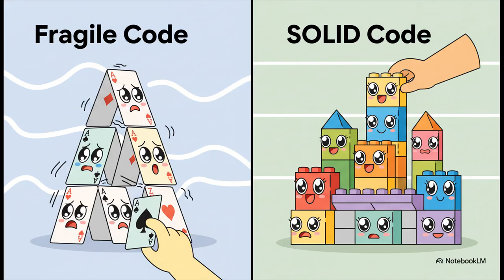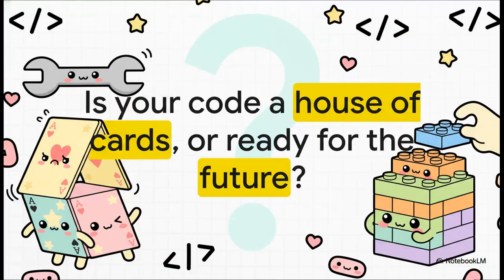That's the kind of resilient software we want to be building. So that's really the question to leave you with. Take a look at your own projects. Is your code a fragile house of cards, or is it a robust set of Legos ready for whatever the future throws at it? Because applying these principles is how you start building for that future.